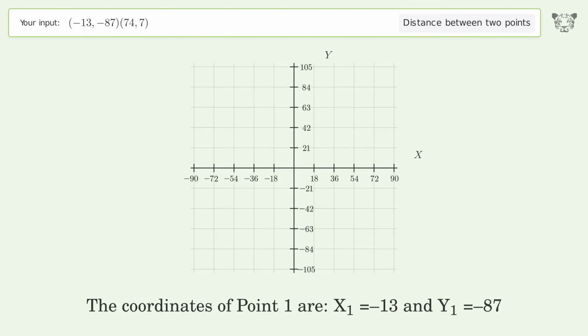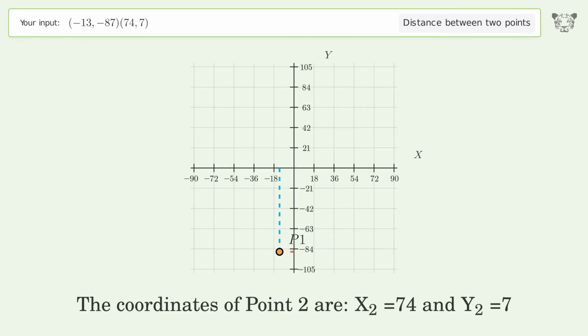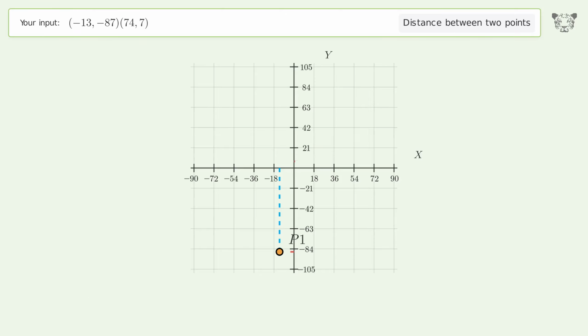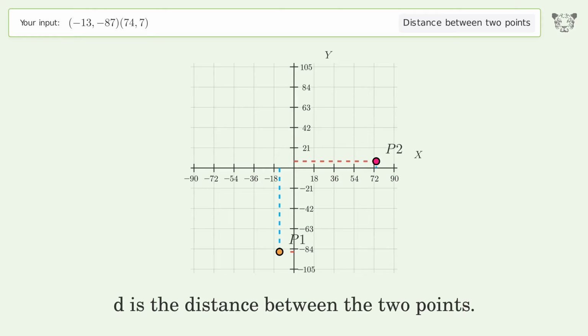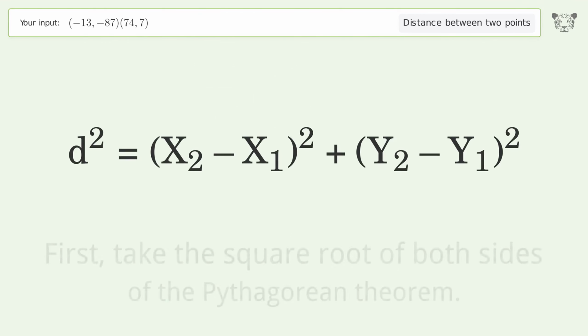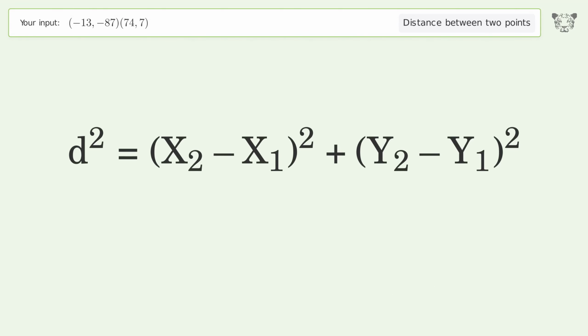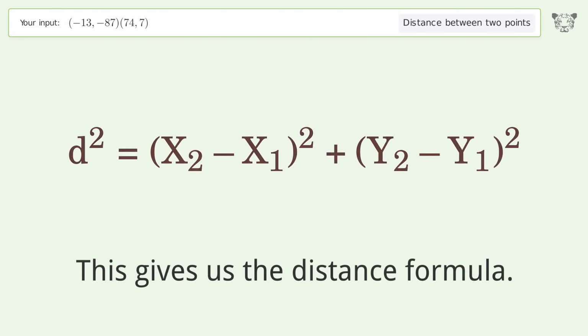The coordinates of point 1 are x1 equals -13 and y1 equals -87. The coordinates of point 2 are x2 equals 74 and y2 equals 7. D is the distance between the 2 points. First, take the square root of both sides of the Pythagorean theorem. This gives us the distance formula.